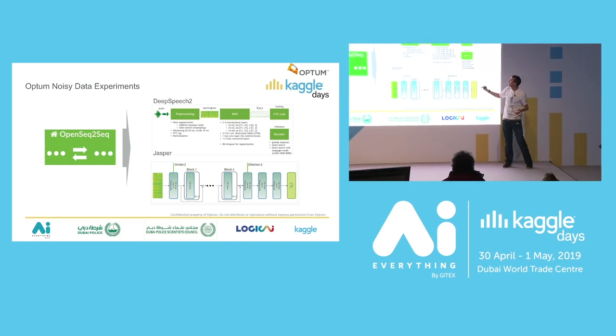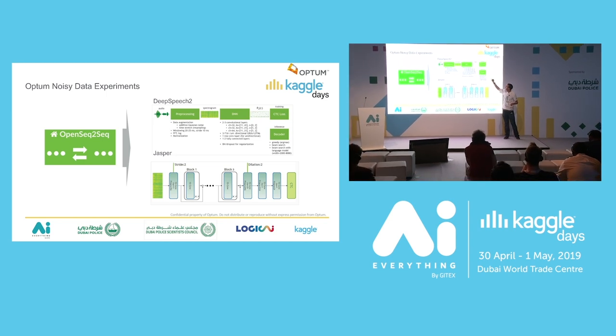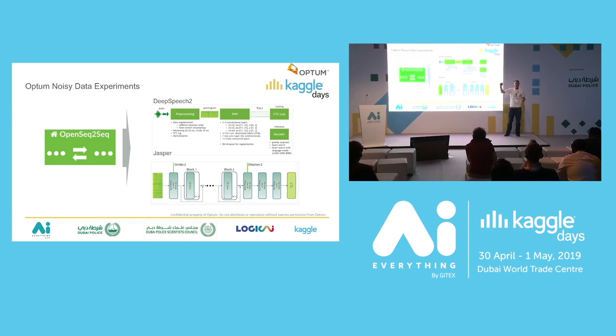The main difference between Deep Speech and Jasper is that Deep Speech uses recurrent neural nets, so it's forward looking, and Jasper uses 1D convolutions all the way. So Jasper is quite fast because of that, but it uses a lot of 1D convolutions.